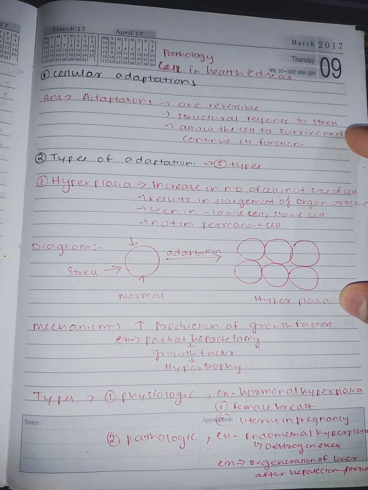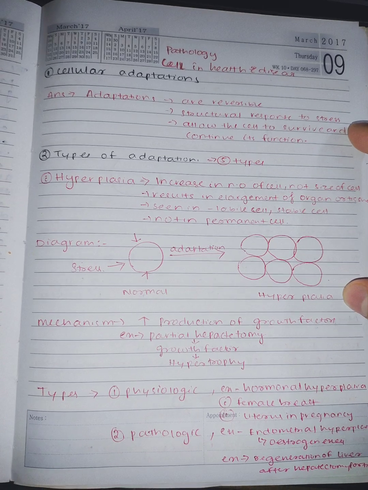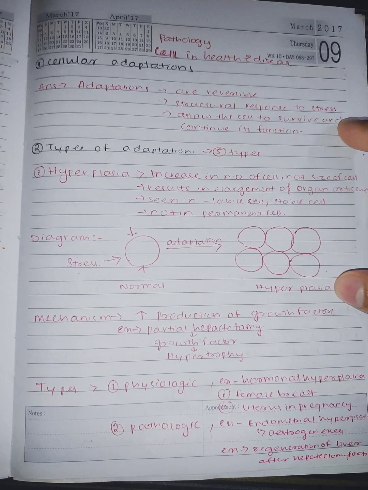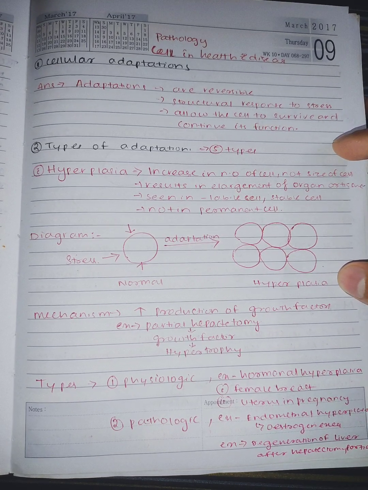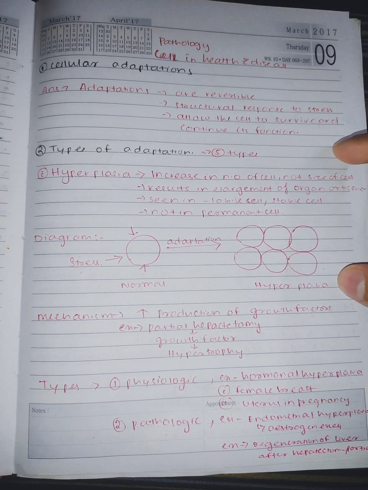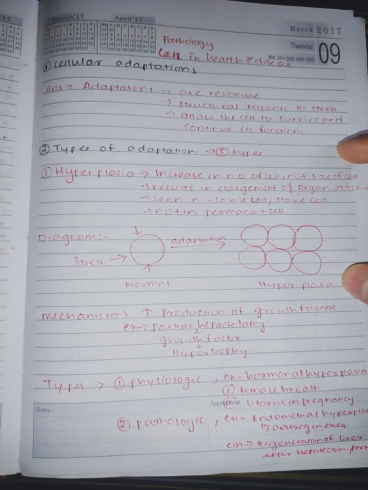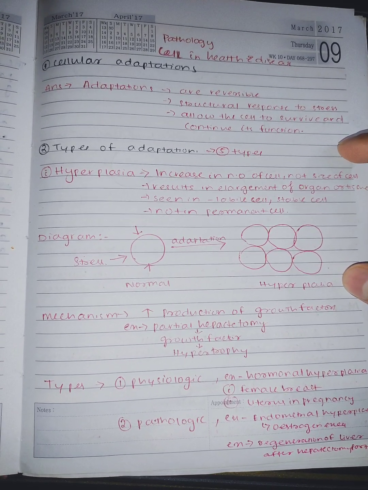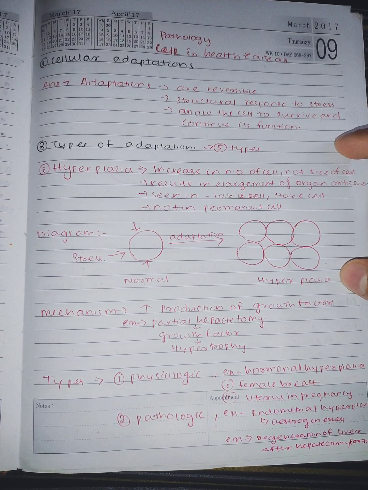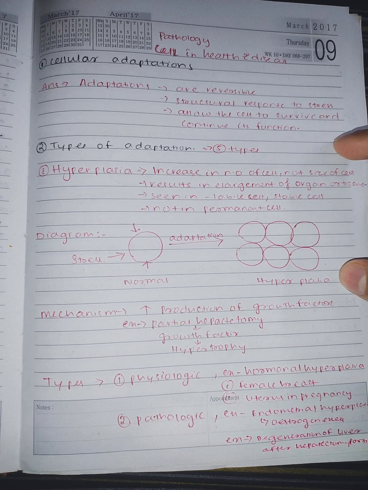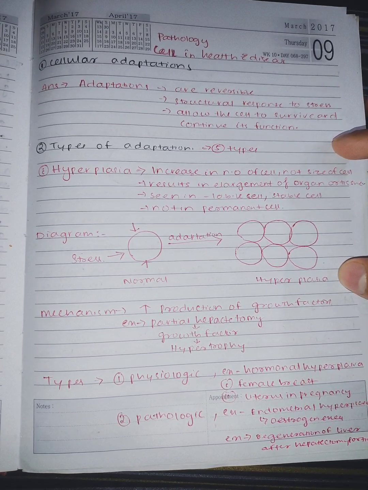It's the first important topic in cell in health and diseases. It's about cellular adaptation. So what is cellular adaptation? Cellular adaptations are reversible structural responses to stress. They allow the cells to survive and continue their function. What are the types of adaptation? There are 5 types of adaptation: hyperplasia, hypertrophy, metaplasia, atrophy and dysplasia.